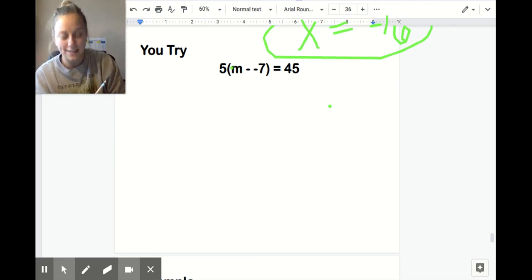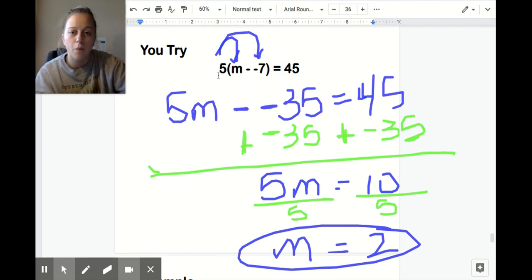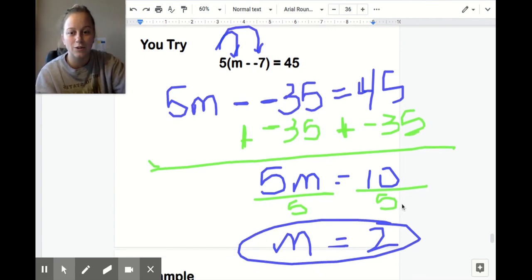All right, here's the correct answer. All right, so I applied the distributive property to get 5m minus negative 35 equals 45. Adding that negative 35 on both sides is going to give me 5m equals 10. Divide both sides by 5, m equals 2.